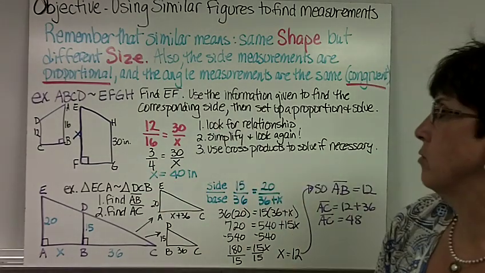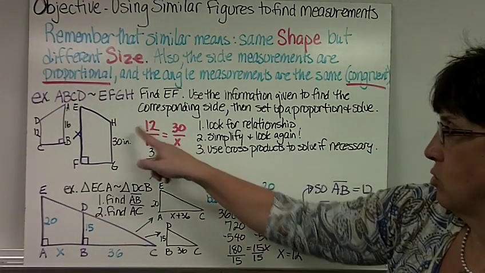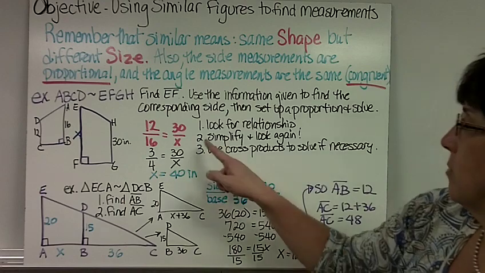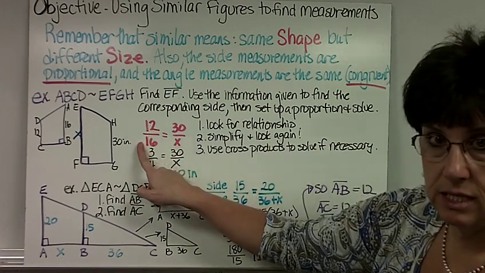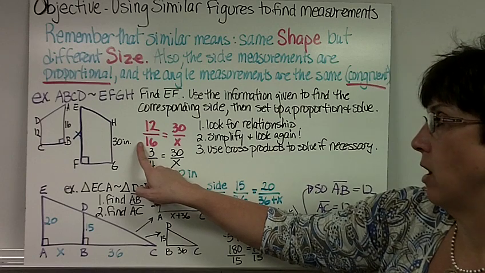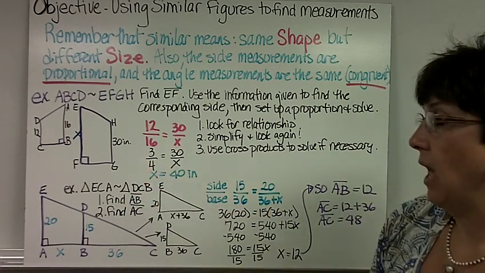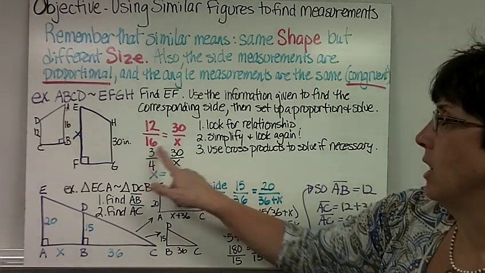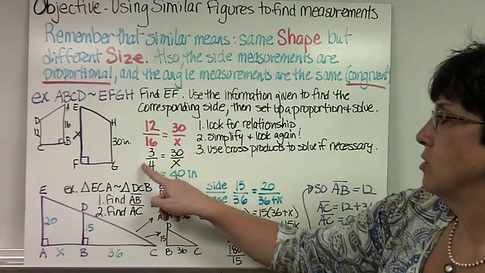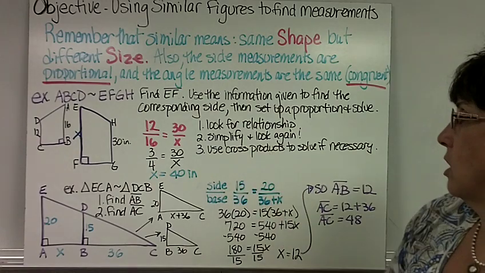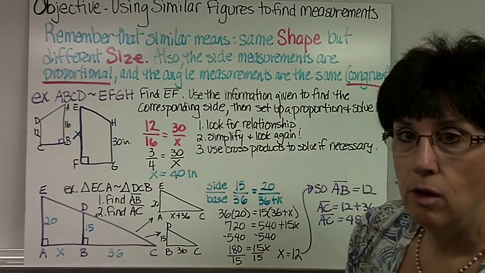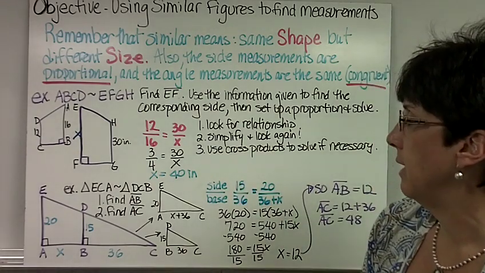First I'm going to look for a relationship. Does 12 go into 30? No. So I'm going to simplify and look again. Divide 12 and 16 by 4 and get 3/4. Hey, I see a relationship now. All I need to do is multiply by 10. So 4 times 10 is 40. If there wasn't a relationship, I would use cross products to solve if necessary, but I prefer to try to figure it out in my head.